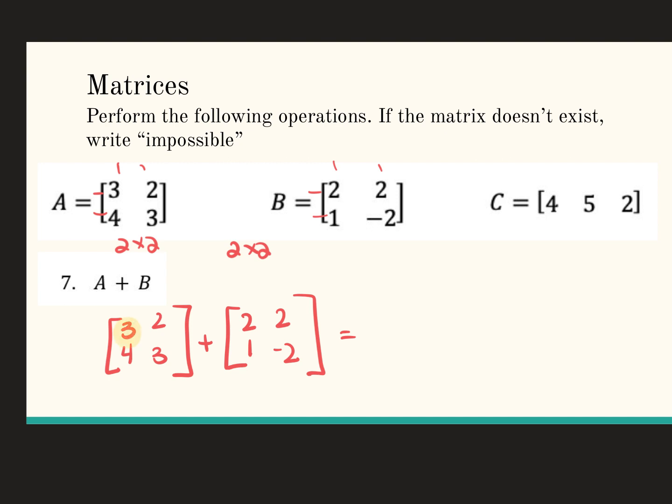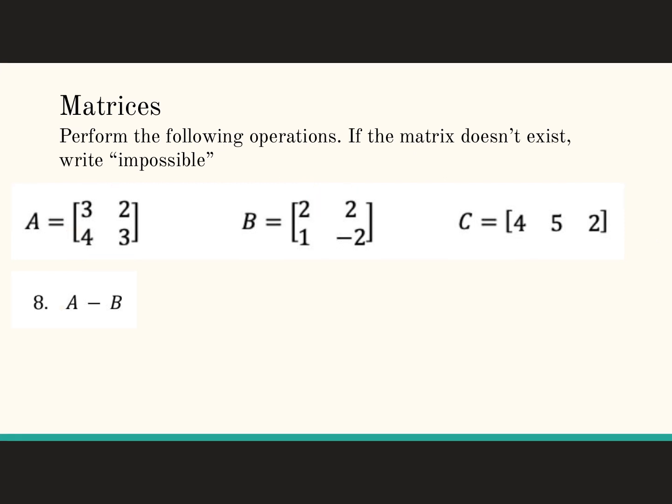So 3 is in the same spot as 2. We're going to add them together. So I'm going to get 5. And then I'm going to have 2 in the same spot as 2. So I'm going to have 4. Then we'll have 4 in the same spot as 1. Add them together. I'm going to get 5. And then we're going to have 3 in the same spot as negative 2. Add them together. I'm going to get 1. So A plus B is going to equal this matrix right here.